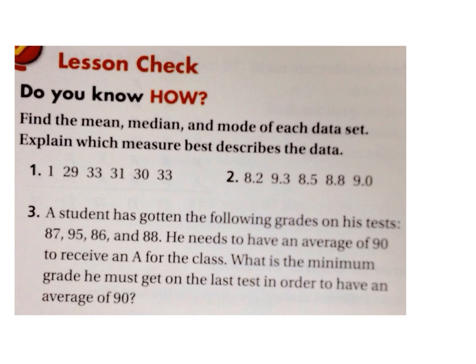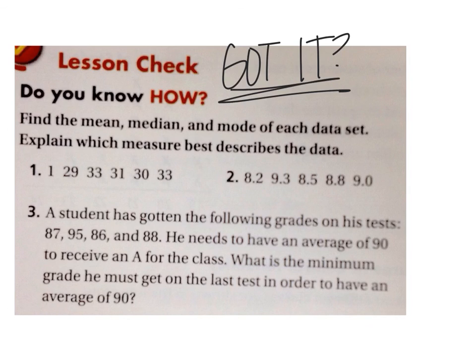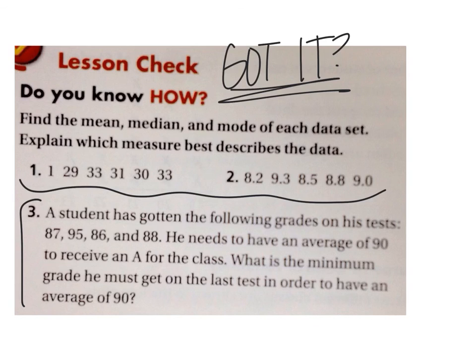Alright, so now that you know how to find all of them, I want you to do the got it questions. Find the mean, median, and mode of each data set. Number 1 and 2. And then number 3, I need you to figure out what's the minimum grade he must get on the last test to have a 90 average, which is almost exactly like the problem I did. So definitely go back and look at it if you have trouble.